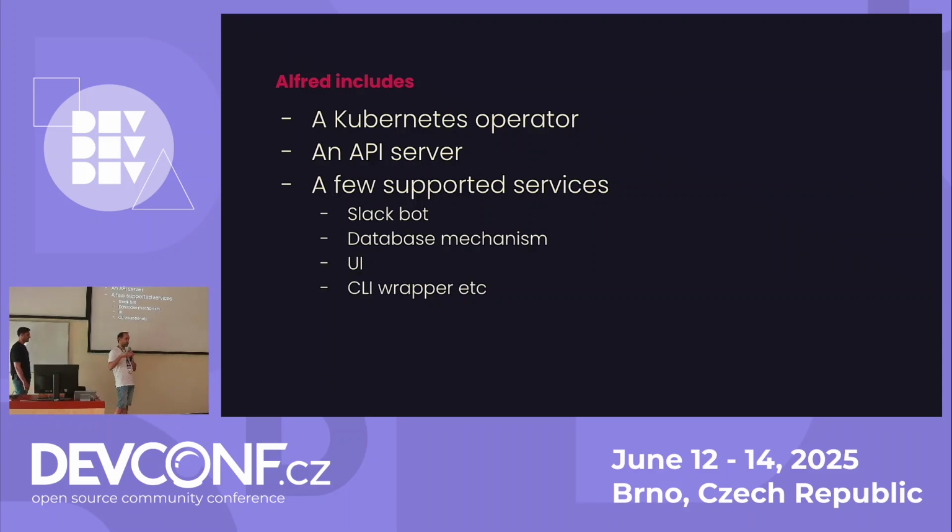We kept adding features, because when you unblock this kind of stuff, normally engineers who are engaged with this are asking questions. How can you do this? How can you do that? And then Fanis will talk about how we have solved most of these issues. But originally, Alfred included a few things, like a Kubernetes operator, an API server, and some supporting services around that allowed a Slack bot, so you could trigger it through Slack, a database mechanism, so you can have your own database in there as well, a UI, a CLI wrapper, and stuff like that. We gave all the tools we could to the engineers to use it effectively.